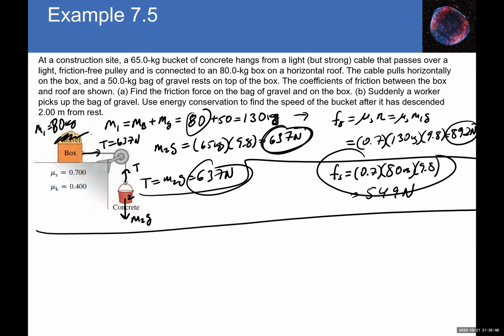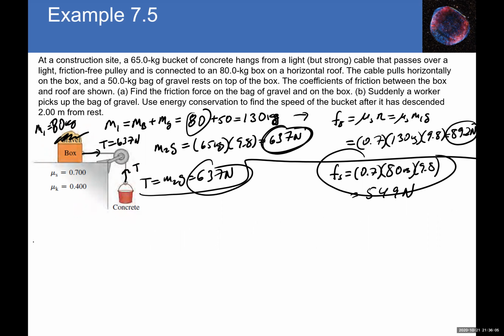And here's what I have. I'm going to now use an energy approach to represent this. It says, suddenly a worker picks up the bag of gravel. Use energy conservation to find the speed of the bucket after it has descended 2 meters from rest. That means the bucket, assuming the ground is 2 meters below, is going to go and hit the ground, and we want to know what the speed is.